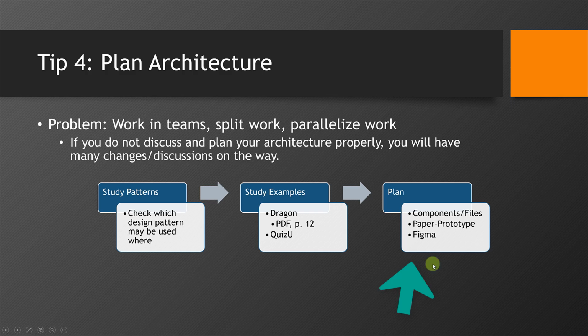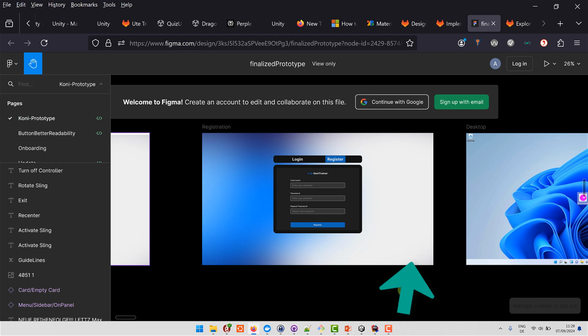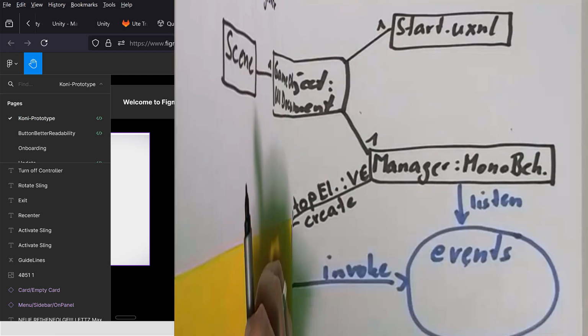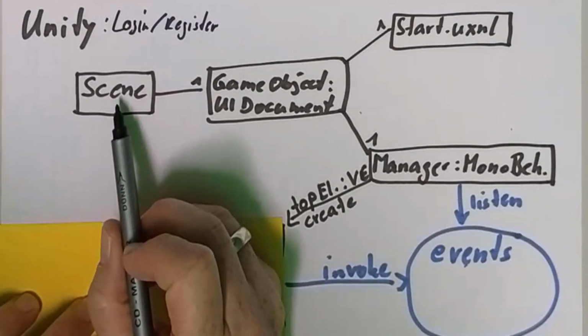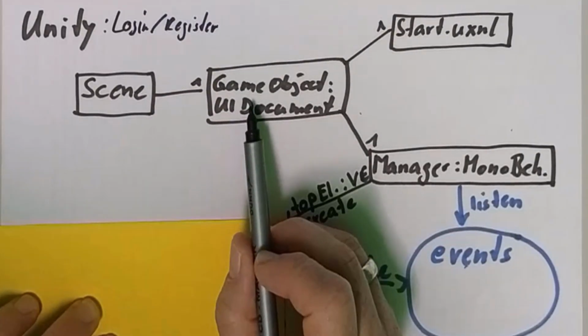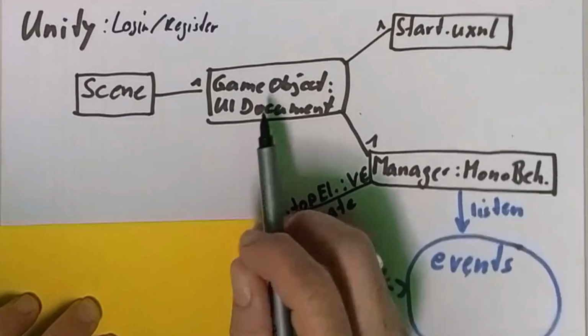Whenever you plan UI and interaction, it is always a good approach to start with a paper prototype and then go into more detail and develop with Figma or a similar tool a digital prototype. As a result, you know which controls you need, which interaction, which screens, and how you may split them into components. So within our scene, we will have one game object of type UIDocument.